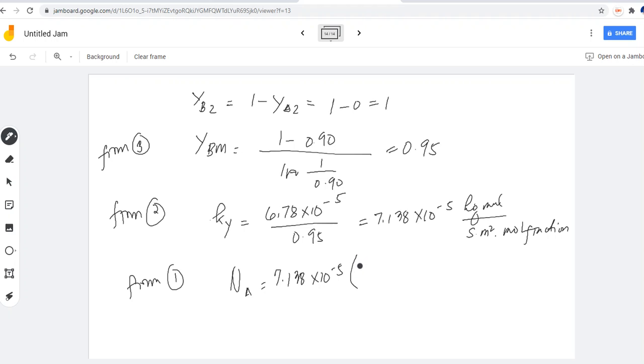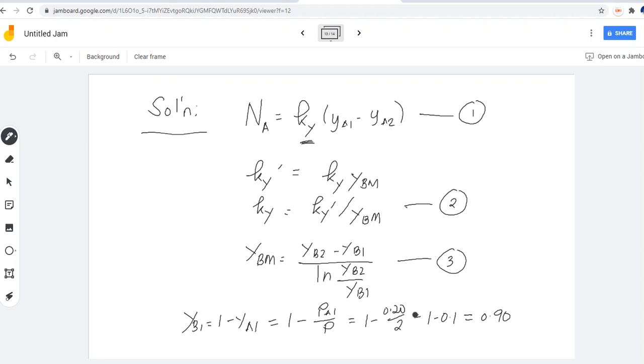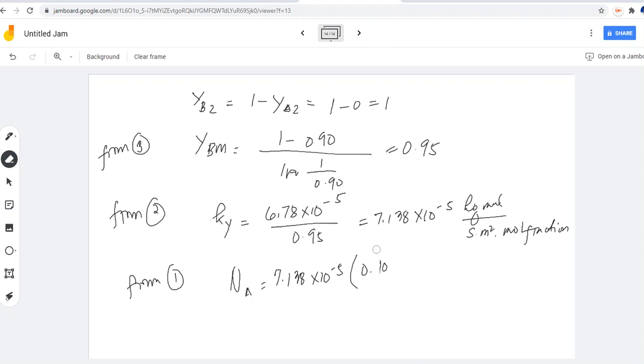So our ya1 is 0.9, or rather 0.1. We'll see. Our ya1, so this is our ya1, it's 0.9, 0.1, because our 0.9 is ybm, so 0.1. So we'll change this one to 0.1. And your ya2 is, as I said, 0 in the given, because at point 2 we have pure gas B, because it's very large, meaning the value of A diffusing to B will not matter as to the amount or the mole fraction of A in B, because B is very large as stated in the problem.